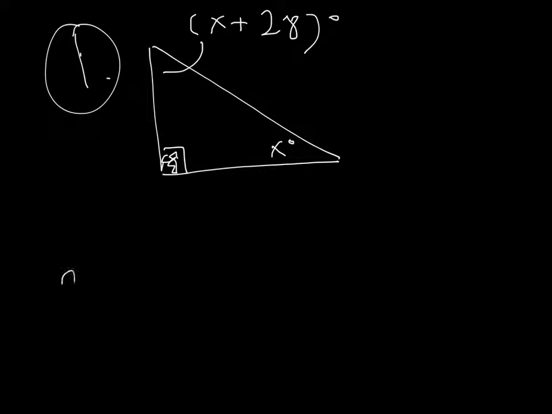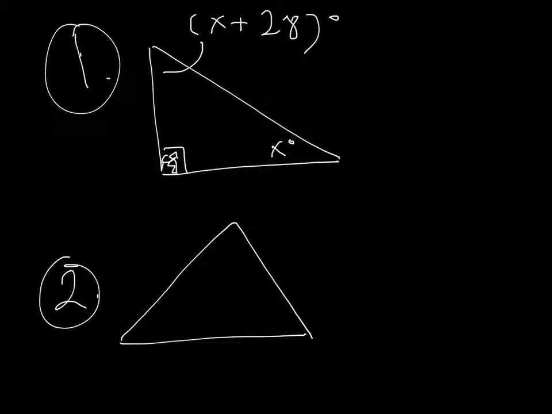And let's actually do one more. If we have a triangle like this, and we have x, 81, and 25, find x. Okay?